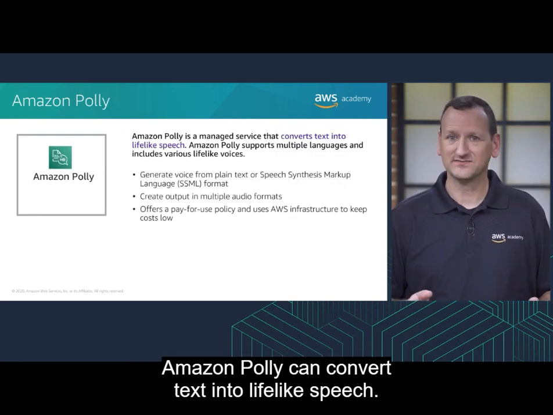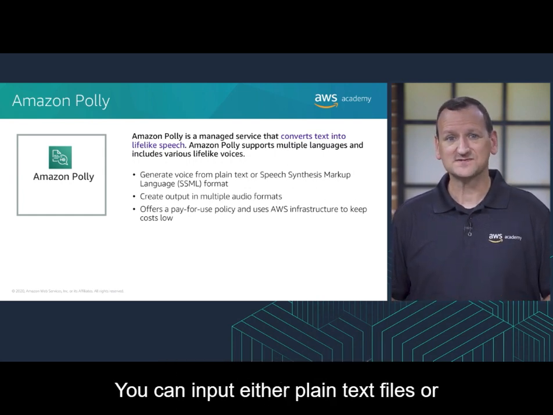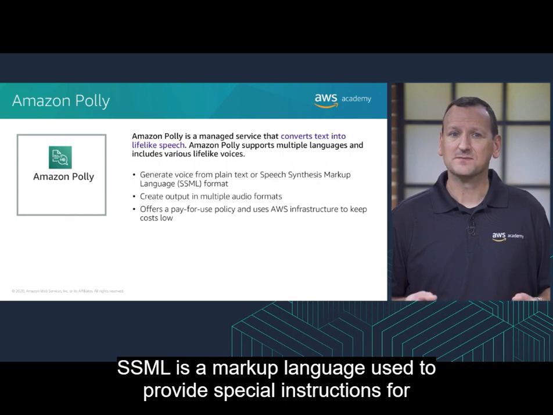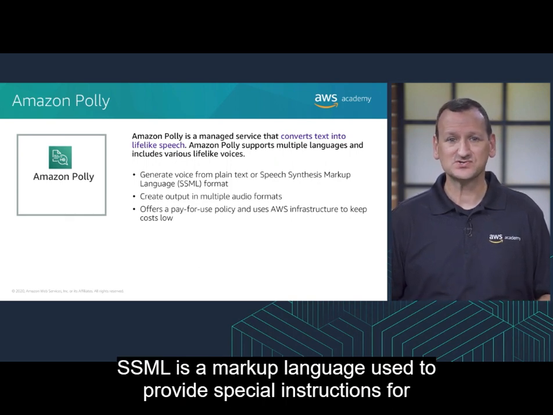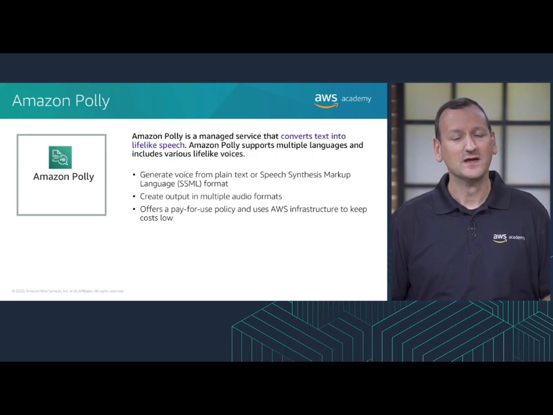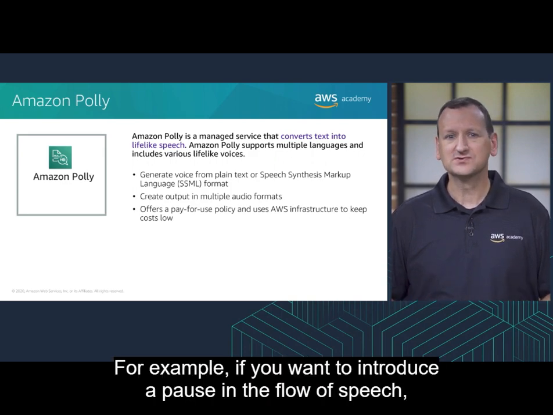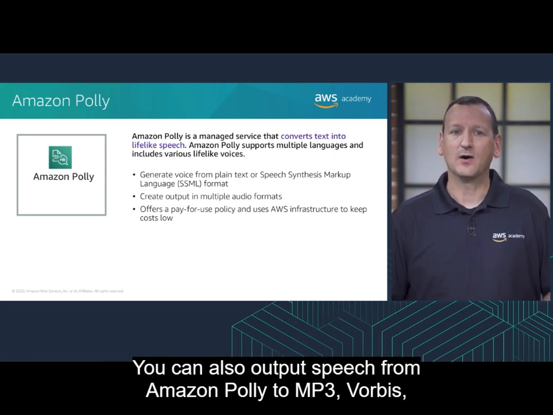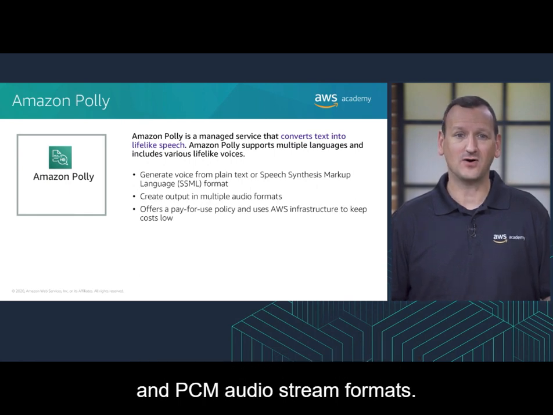Amazon Polly can convert text into lifelike speech. You can input either plain text files or a file that's formatted in Speech Synthesis Markup Language or SSML. SSML is a markup language used to provide special instructions for how speech should sound. For example, if you want to introduce a pause in the flow of speech, you can add an SSML tag that instructs Amazon Polly to pause between two words. You can also output speech from Amazon Polly to MP3, Vorbis, and PCM audio stream formats.